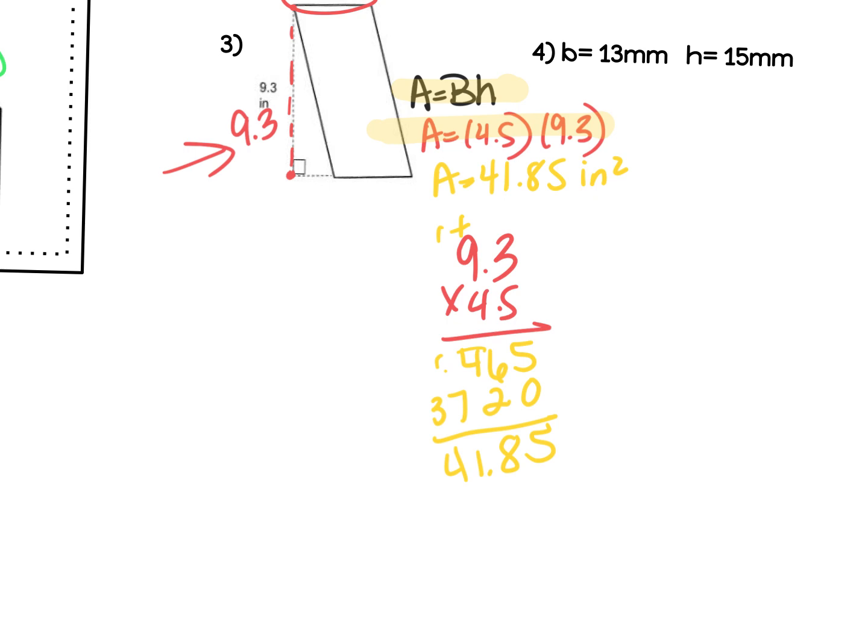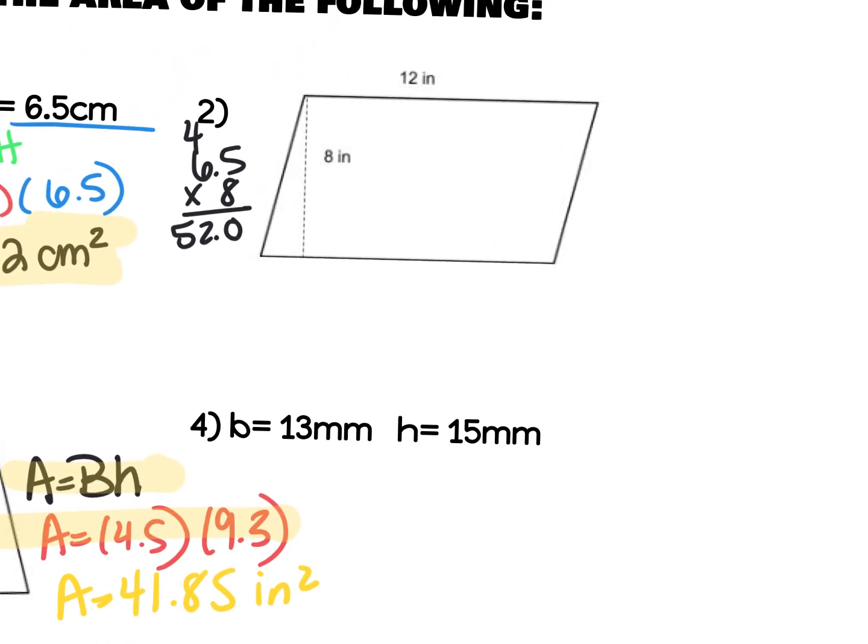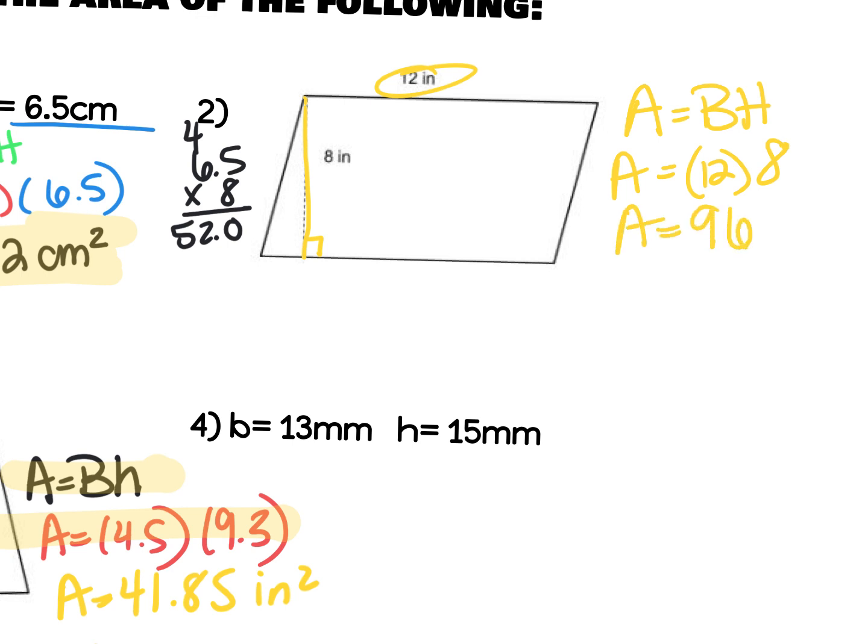Okay, so let's go do the next one, which is number 2 up here. First, you have to identify what shape it is. Well, that shape is a parallelogram. You write down the formula, base times height. You go plug in your numbers. Well, the base is 12, and the height always makes a right angle with its base. So my height is 8. My formula was base times height, which means I just multiply, and the answer to this is 96 inches squared.